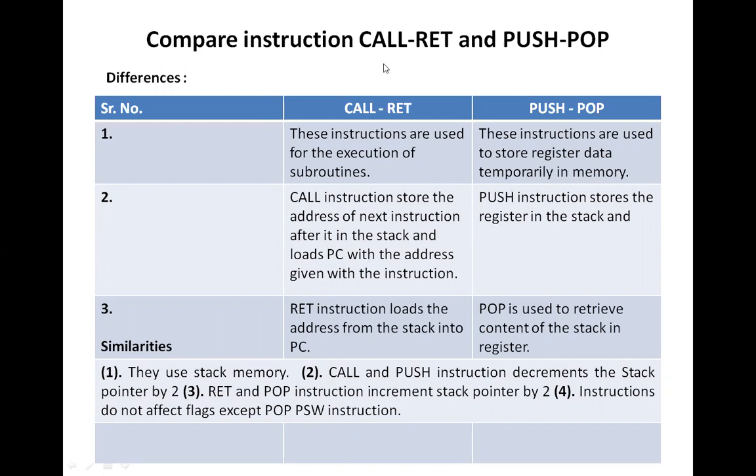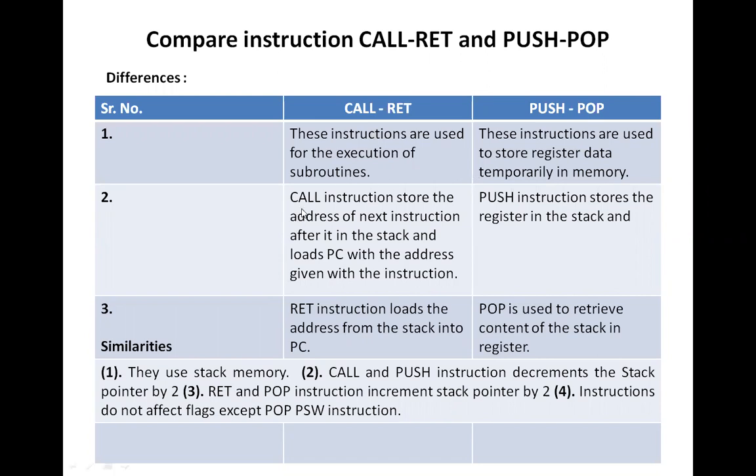Then we have to compare the instructions call, return, and push and pop. Call and return instructions are used for subroutine purposes, and push and pop instructions are used for stack operations. So that is what has been written. These instructions are used for the execution of the subroutine, because call is part of the main program and return is part of the subprogram. And push and pop instructions are used to store and retrieve data temporarily in a memory location, which stores the data in a certain fashion, that is last in first out, or first in last out.